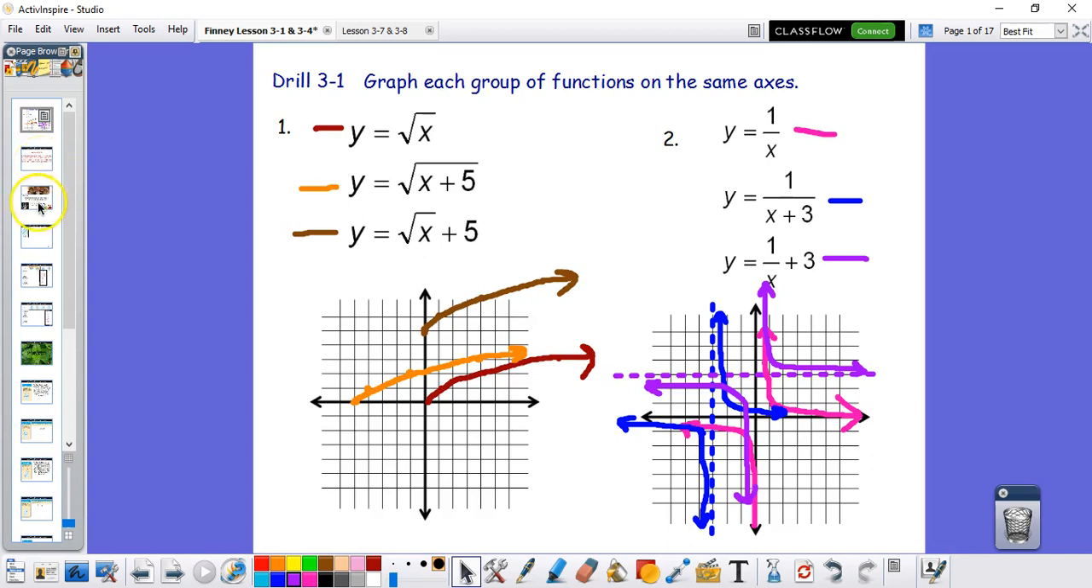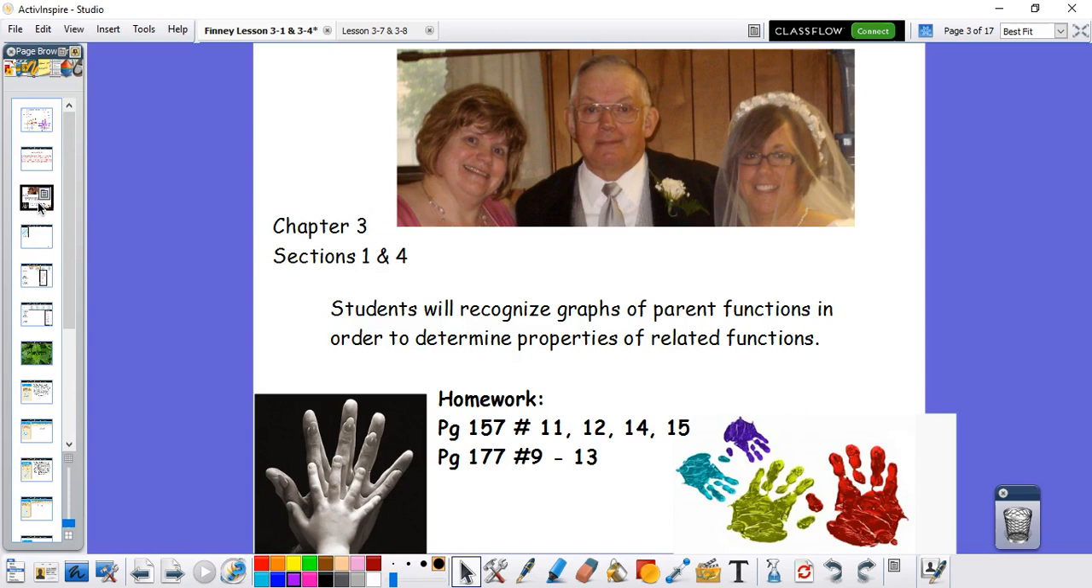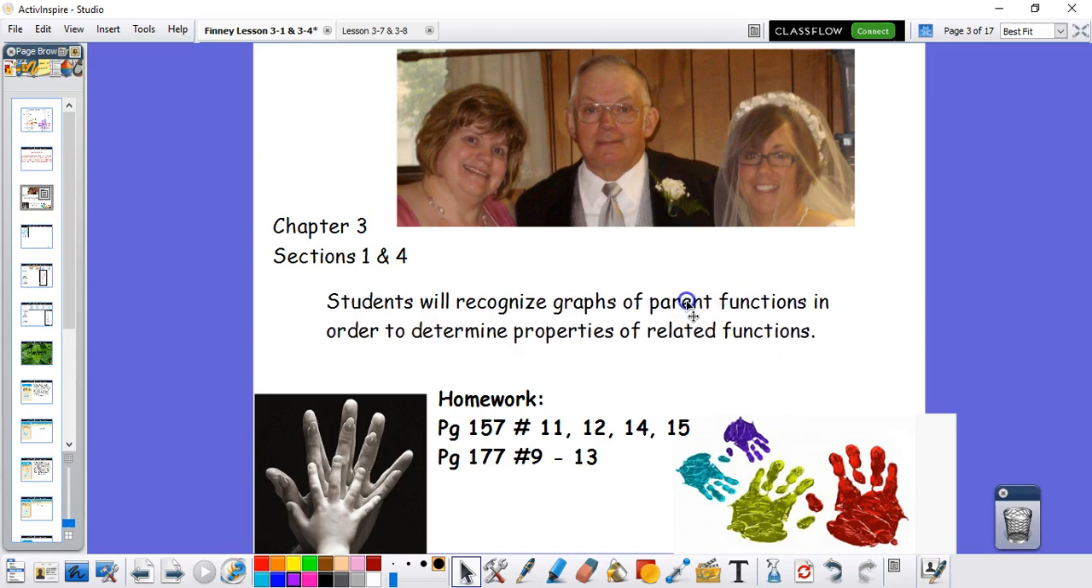What we're going to do is look at parent functions today. This happens to be a picture of my sister, my dad, and myself. You'll notice that we do kind of look alike. We all have the same nose. I really do look more like my dad, and my sister looks more like my mom, but we don't have a picture of all four of us here.